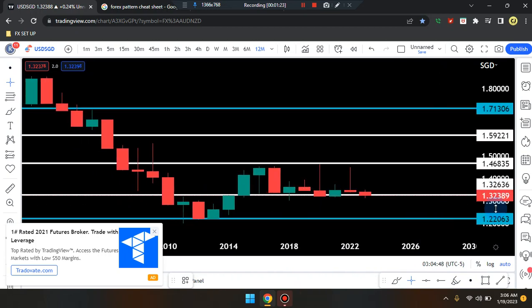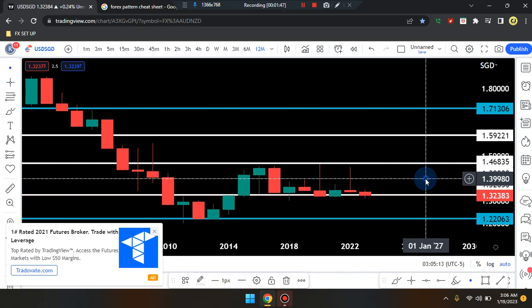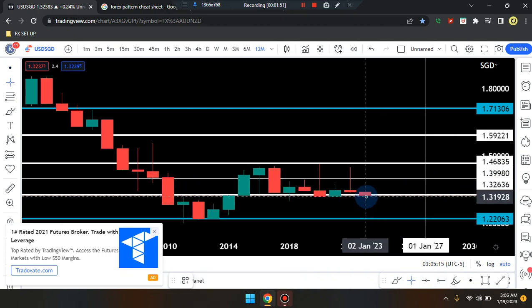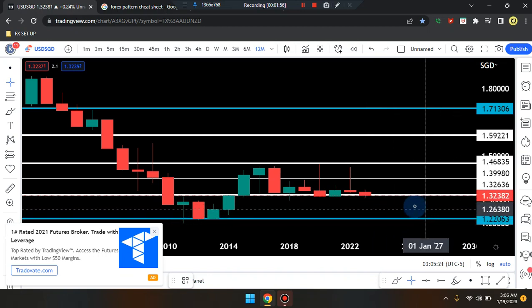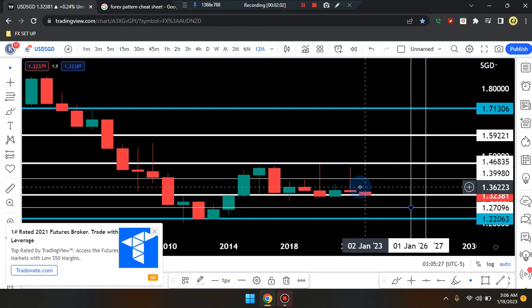Take a look at that price. So current price is sitting at 1.32389. So if price works its way up, it can tag that resistance right above at 1.32636 before tagging the next area at 1.46835. Before tagging that area, it can tag that midpoint within that area at 1.39980. If price action drops down, it can drop down to the overall lowest structure at 1.22063 before tagging that midpoint at 1.27096.